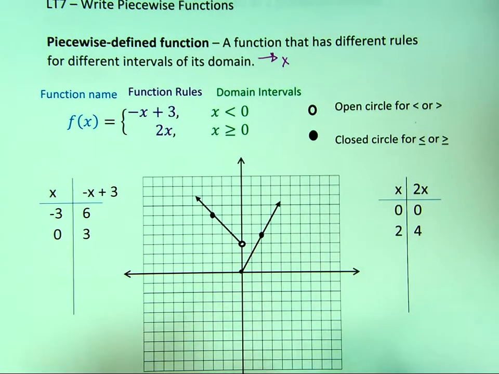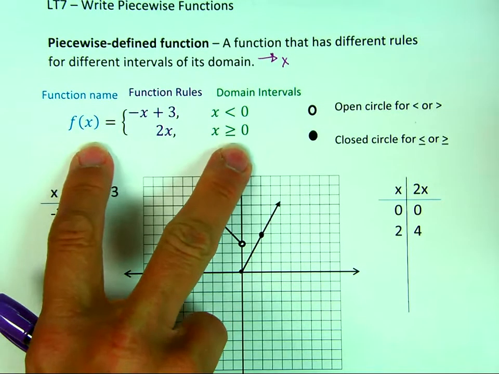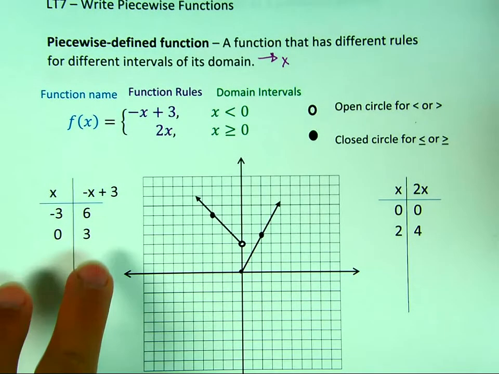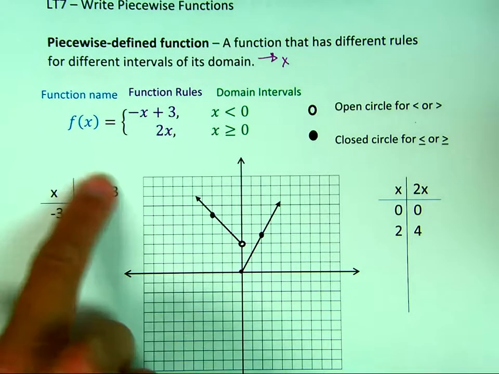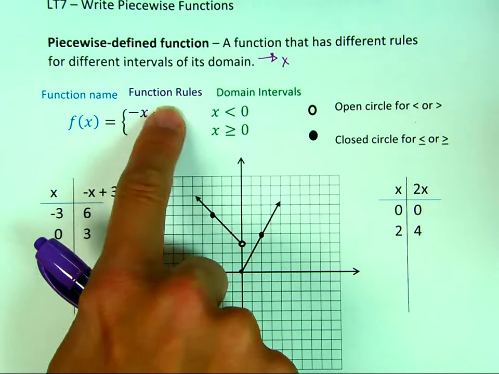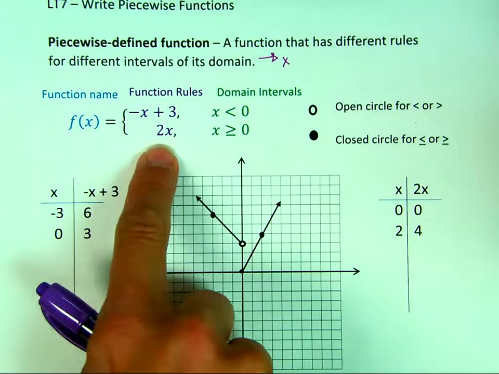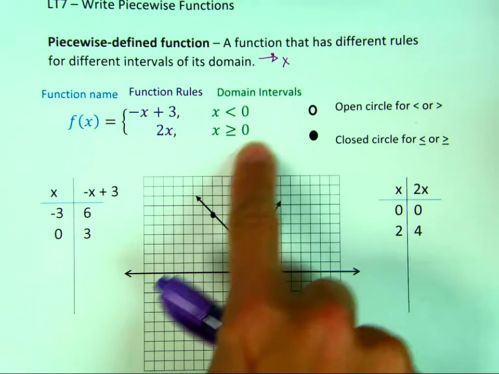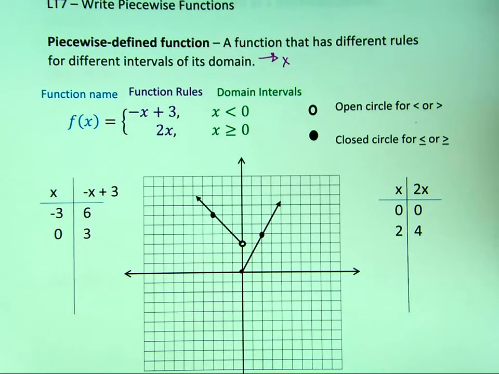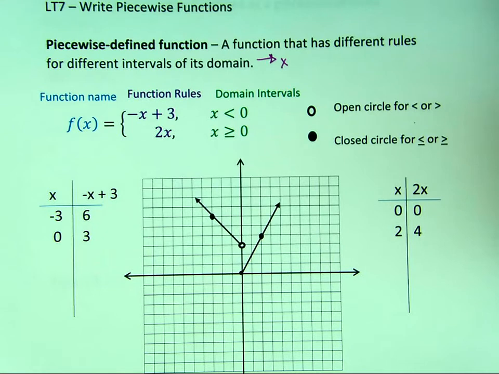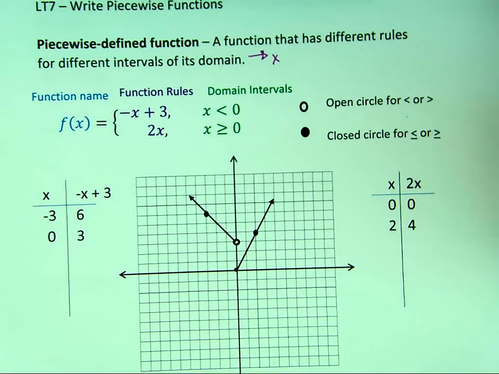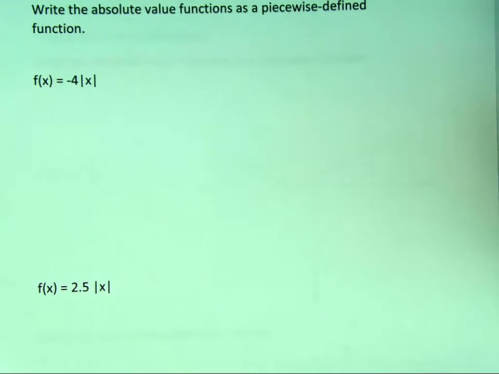So I just wanted to give you a general idea of what a piecewise function looks like, what the graph looks like, how I can plug x's. These x's are 0 or less than, so I'd plug them into that one. These ones are 0 or more, so I'd plug it into this rule because the domain interval tells me that. So we're going to just practice a little bit of evaluation, and then we're going to write some piecewise functions today, starting with absolute values.